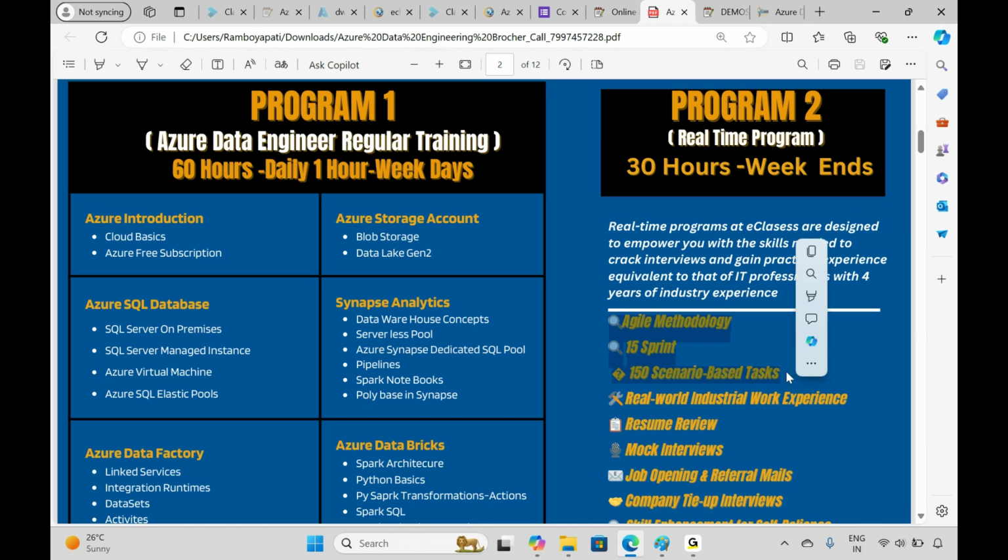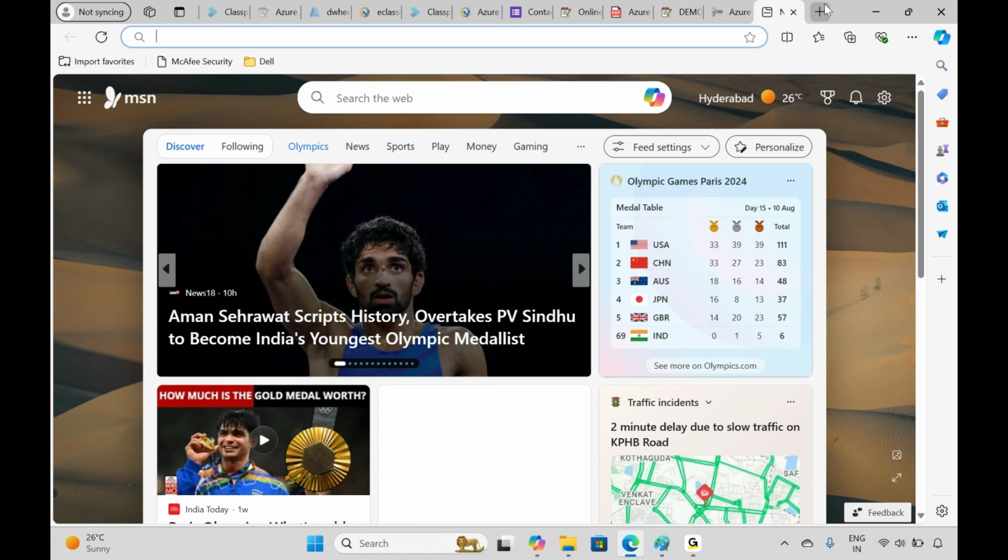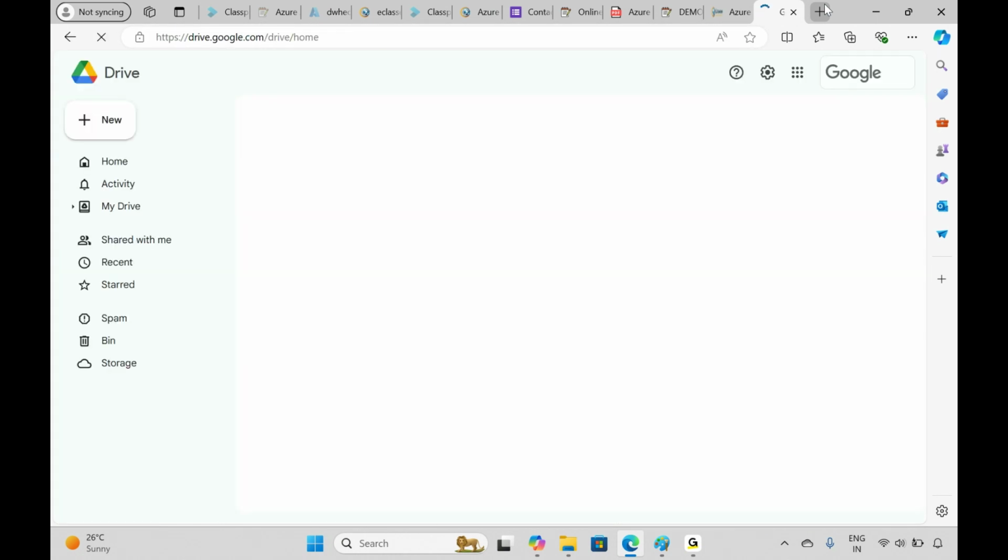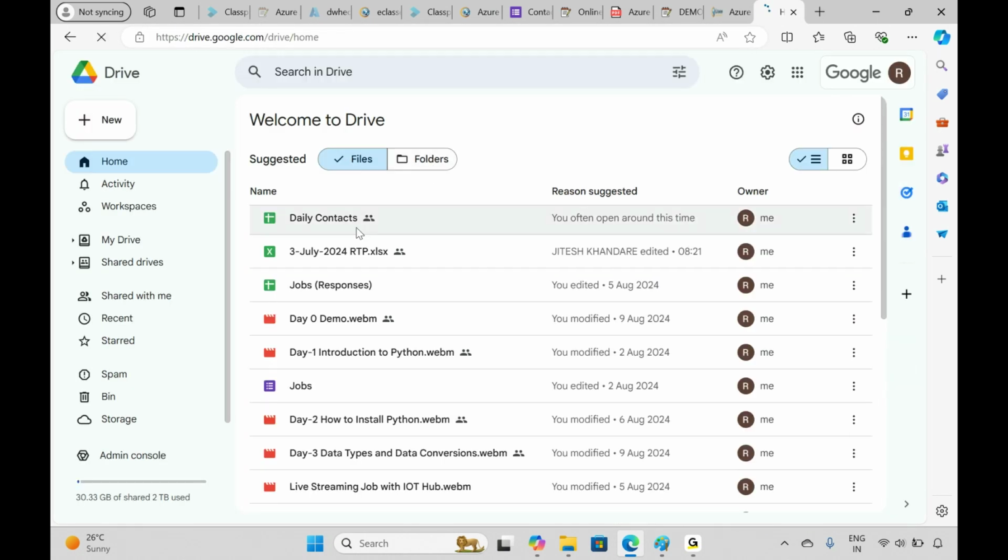We have prepared 150 scenarios apart from the regular classes that we are covering. You need to work on each sprint. Per sprint we are going to give 1 week. You need to complete all the 115 sprints with 150 tasks. Monday to Friday you need to work on that. Let me show you the sprint sheet we are providing. By using that sprint sheet, you can work on that.